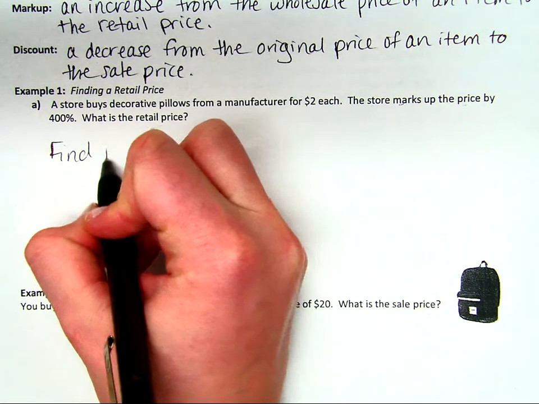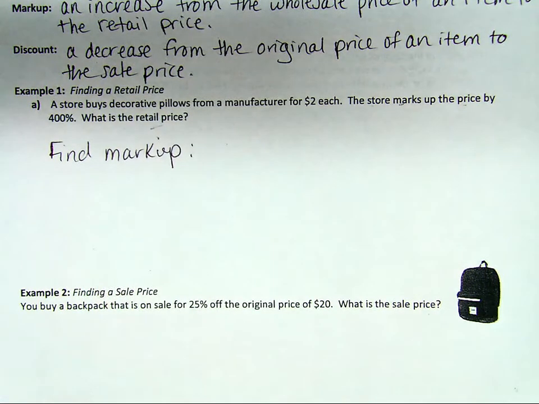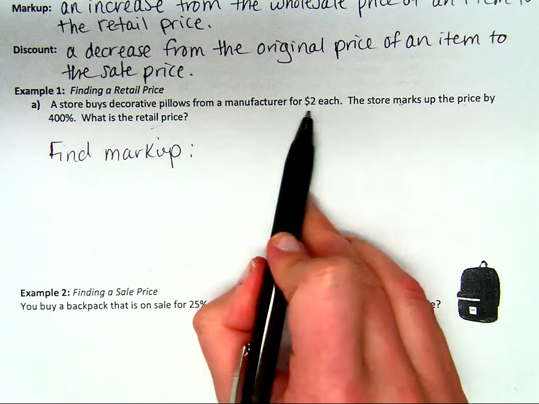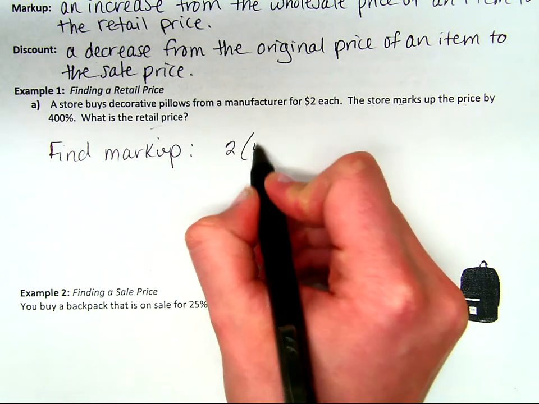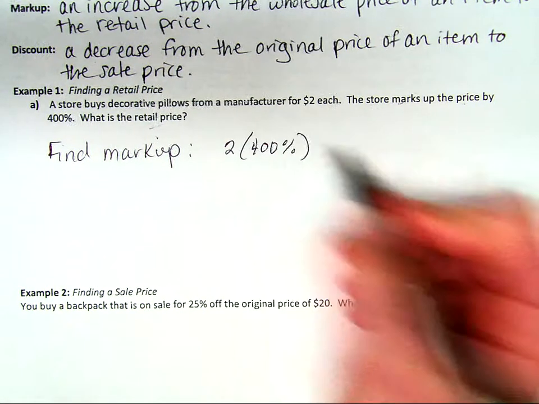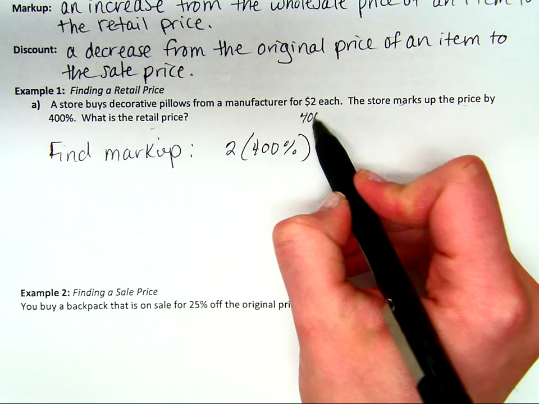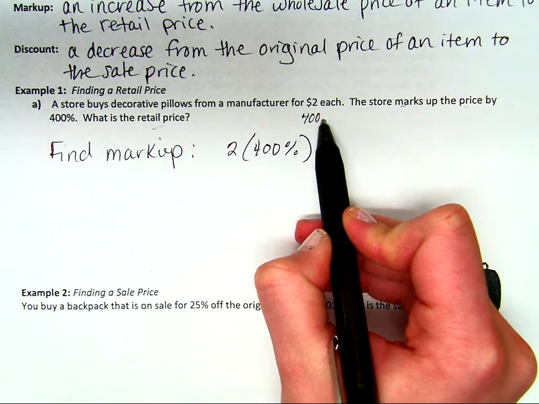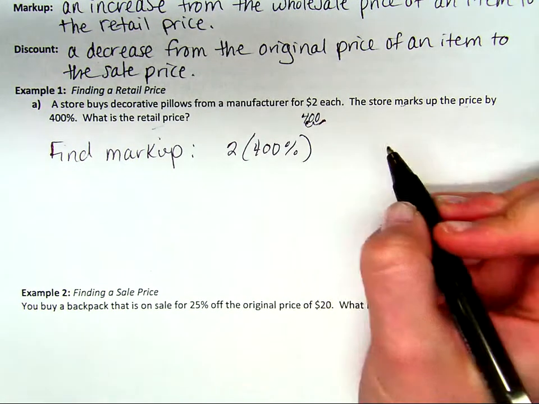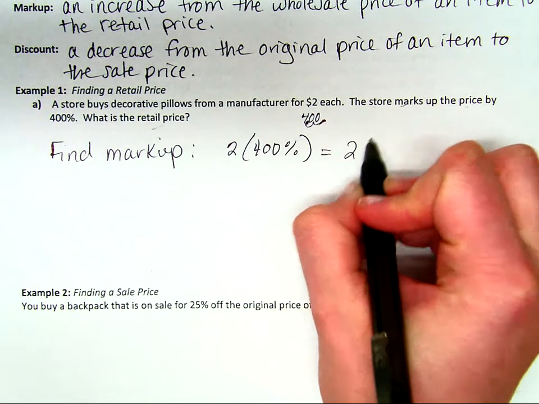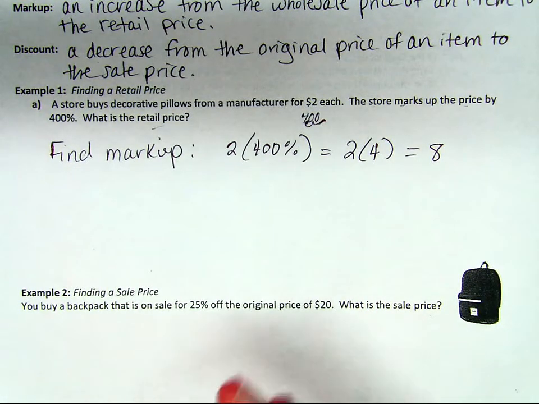So let's find the markup. Let's find how much they're marking it up. We know it's 400%, but we don't know how many dollars that is. So we're going to take the original price, or the manufacturer price, $2, and multiply it by that 400%. Now 400% as a decimal, if we take 400, here's where the decimal originally is. If I scooch that 2 places over, it's right here. So it's actually equal to 4. So 2 times 4 is 8. So that's how much they're marking it up.